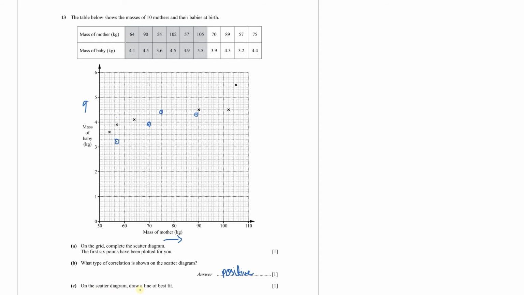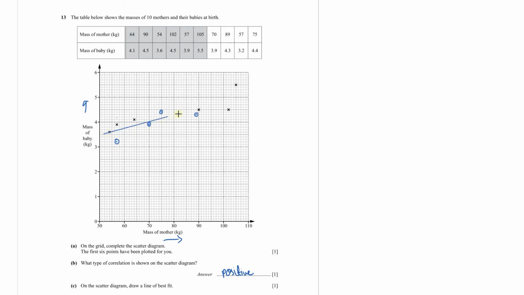On the scatter diagram, draw a line of best fit. So let me first select the line here. To draw the line of best fit, I'll try to draw such a line which passes through some points, and then I have an equal number of points above and below my line. If I join this point with this point, I will have 1, 2, 3, 4 points above the line and 1, 2, 3, 4 points below the line. So this seems like a good way to plot this line.